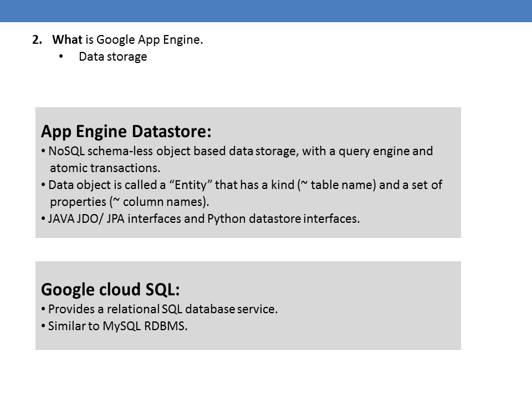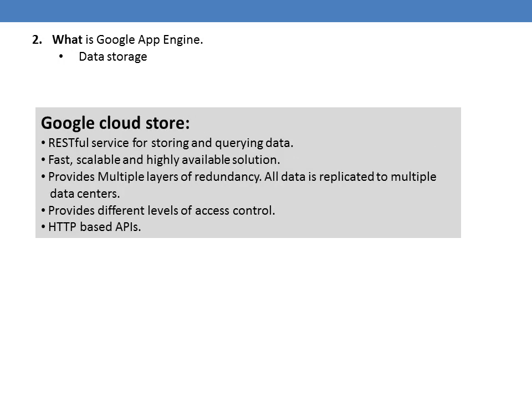What is Google App Engine data storage? App Engine data storage is a NoSQL, schema-less, object-based data storage with a query engine and atomic transactions. A data object is called an entity that has a kind, the table name, and a set of properties, the column names. Java JDO and JPA interfaces, and Python data storage interfaces. Google Cloud SQL provides a relational SQL database service similar to MySQL or a DBMS.